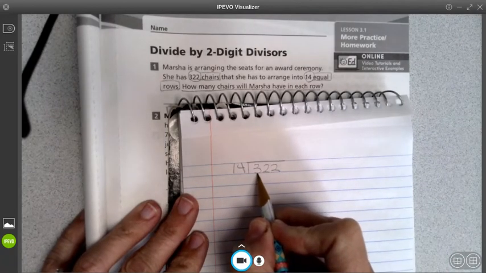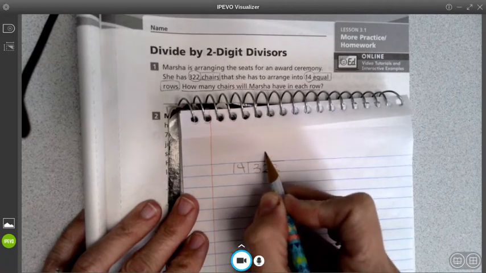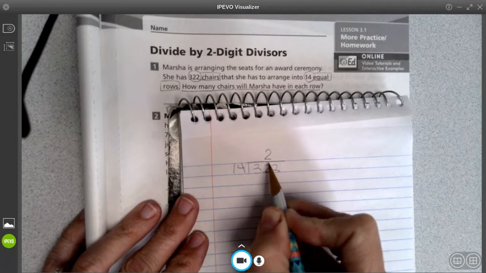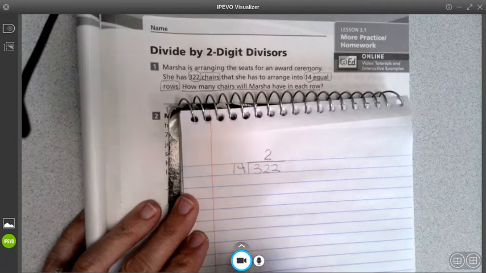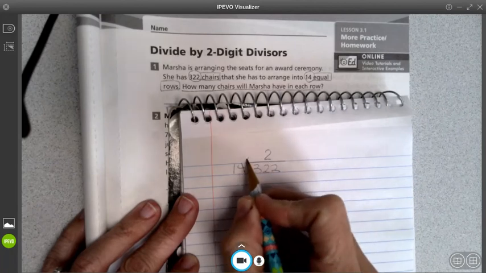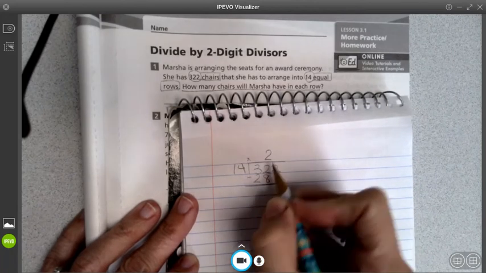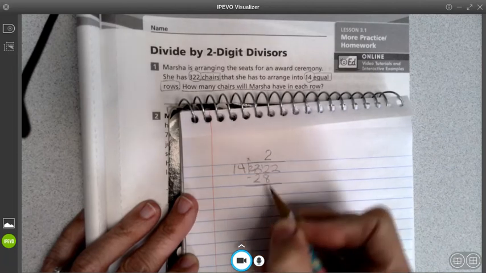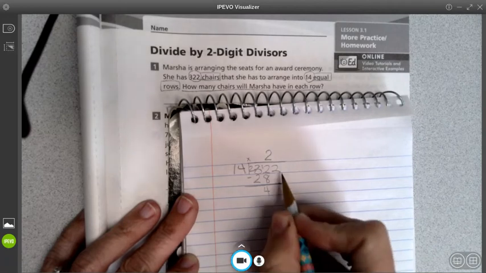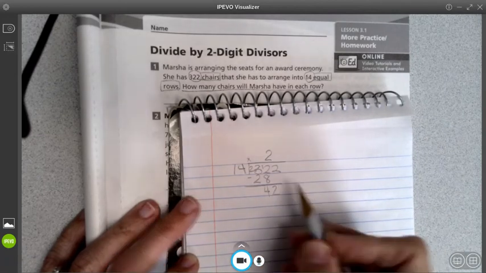14 cannot go into 3, but 14 does go into 32. So that's where my 2 is going to go, right above the 2 that's right there in the tens place of our number. And we're going to then do that multiplying. 2 times 14 equals 28. I'm going to regroup and subtract, and we have 4 left. 4 is less than 14, so I can bring down my next digit, and now I have 42.